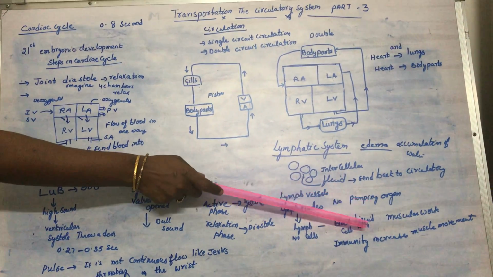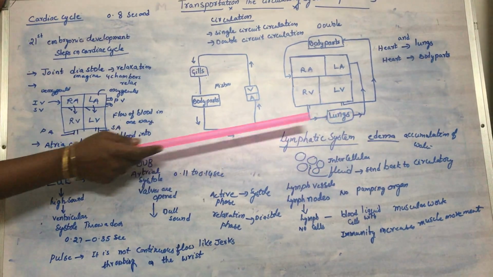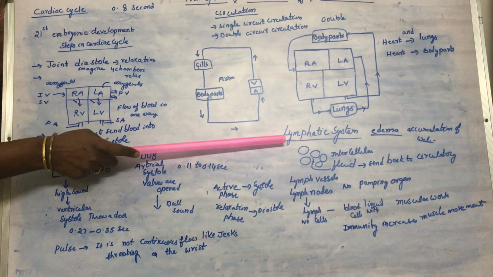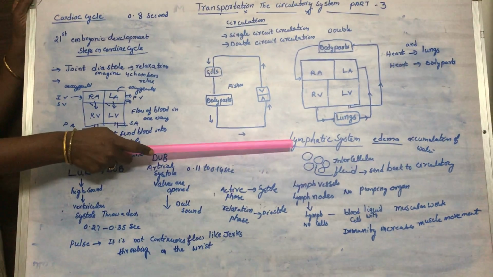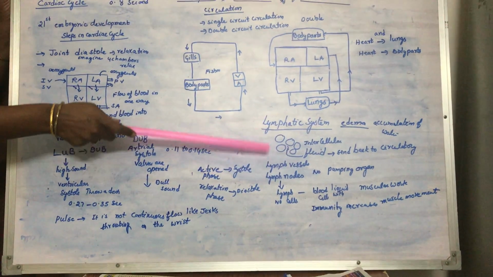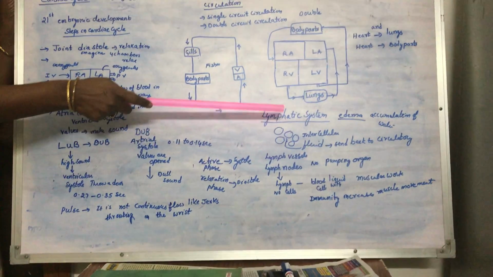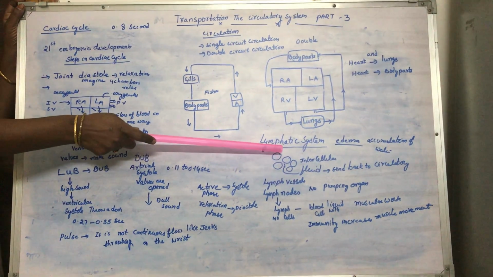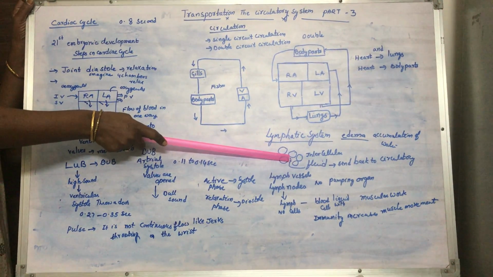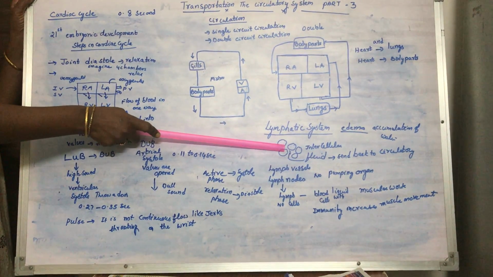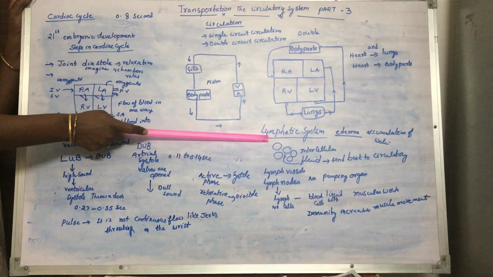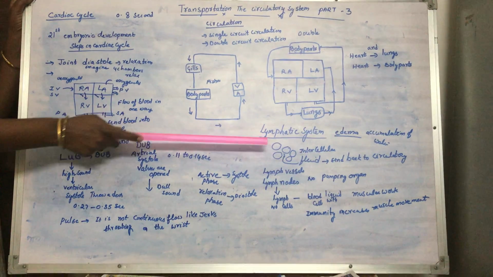So only the contraction and relaxation of muscles help to supply this lymph to all parts of the body. That's why it is advisable to do exercises, yoga. If you don't do exercises and yoga, this lymph cannot be supplied. Lymph cannot help the circulatory system to send back the extra fluid which is left between the intercellular spaces. That's why physical activity is needed for everyone for the proper functioning of the lymphatic system as well as the circulatory system.